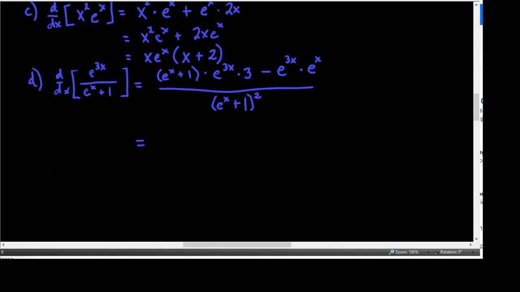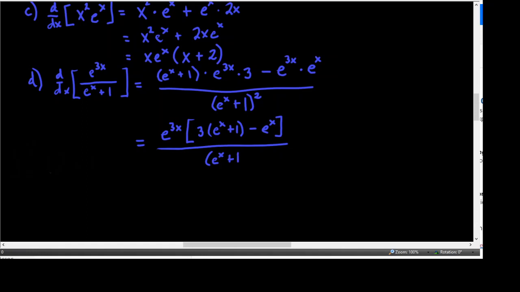All right, so the common factor that I see is e to the 3x. From the first group of things, if I factor that out, I'm left with 3 times e to the x plus 1, minus, and if I factor e to the 3x out from the second group, I'm left with e to the x, all over e to the x plus 1.